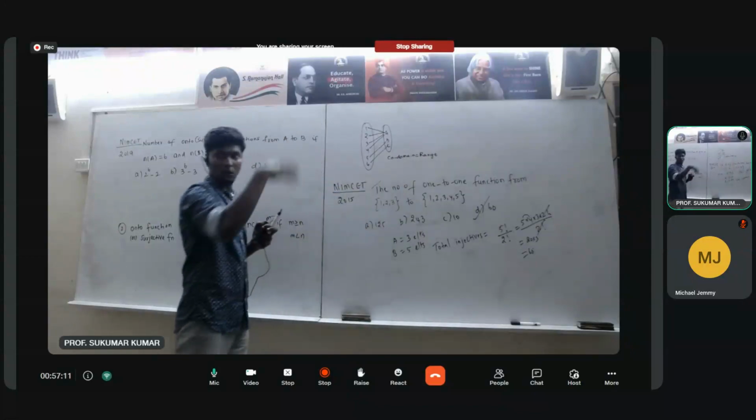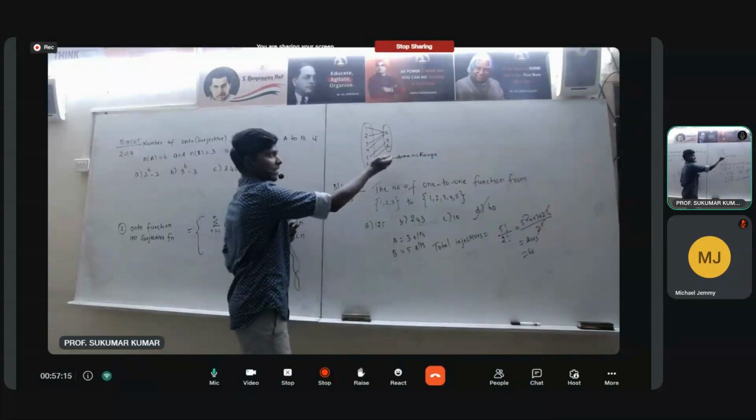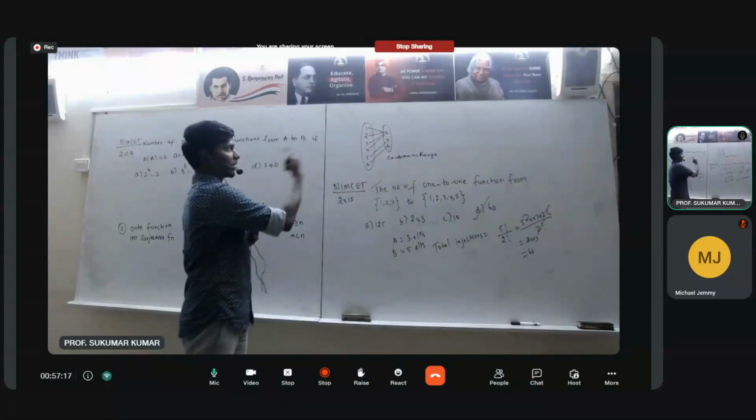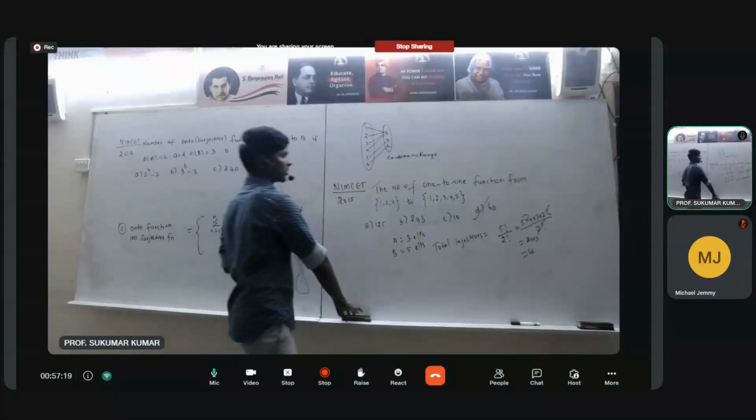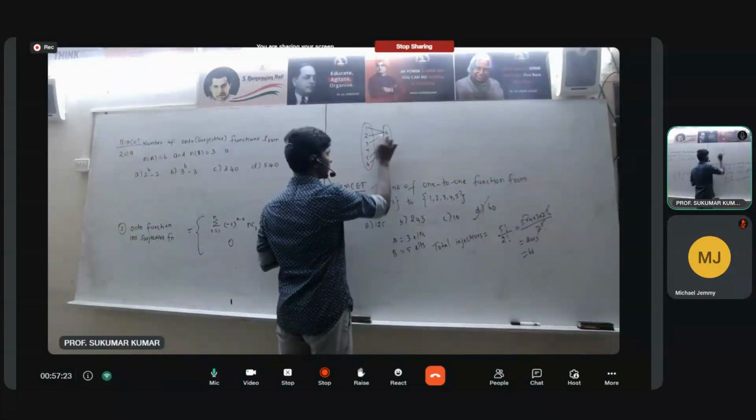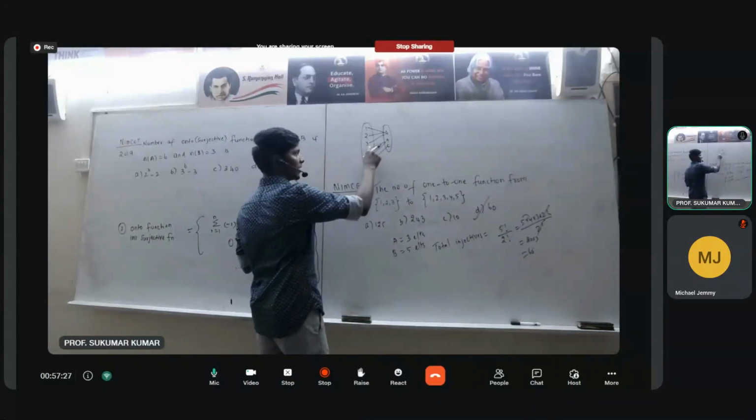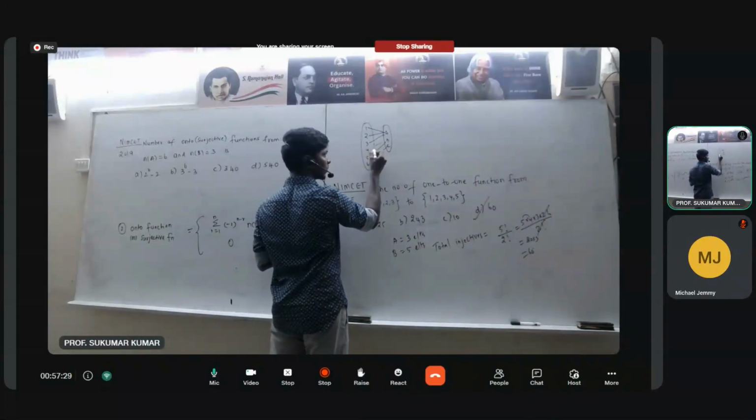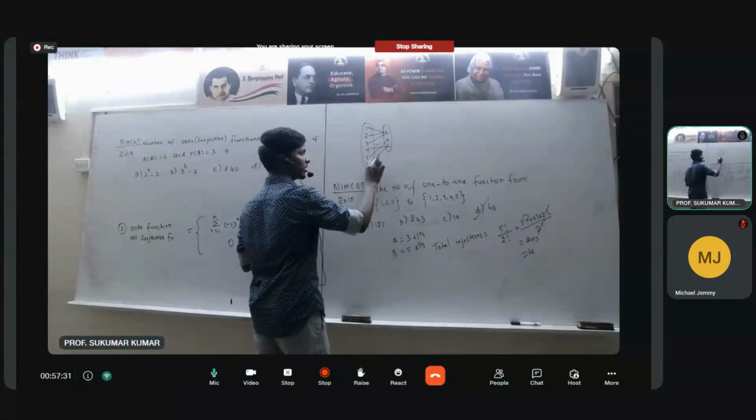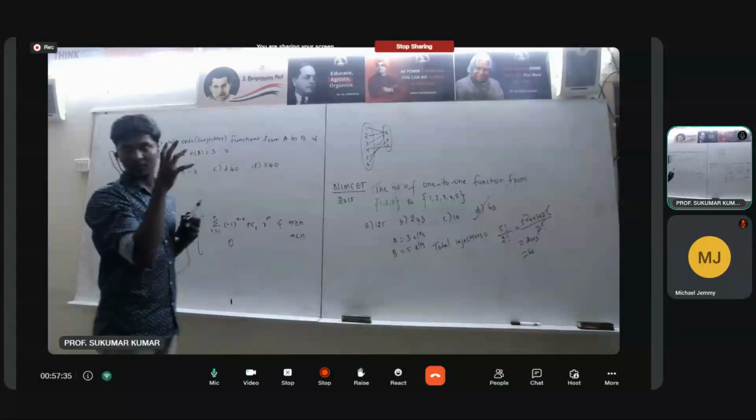Range will be all the elements are mapped, and the codomain will be the entire element. We can say onto. This is one such combination. Again, we have so many combinations, right? For example, maybe this 4 is also mapped with B, or else this 4 is also mapped with C. Or else this 6 is mapped with A. There are so many combinations.